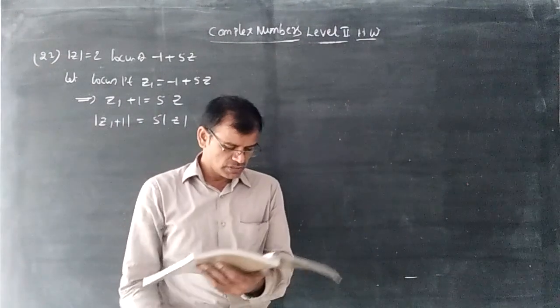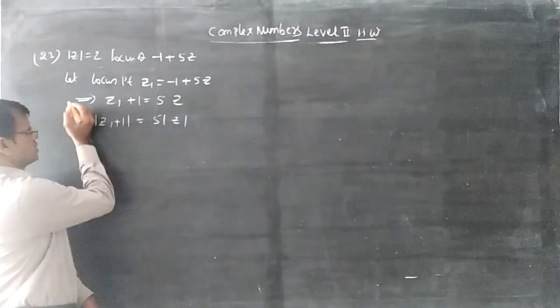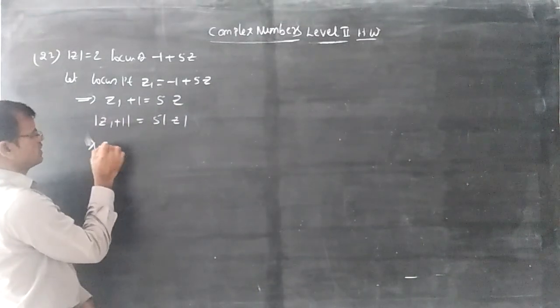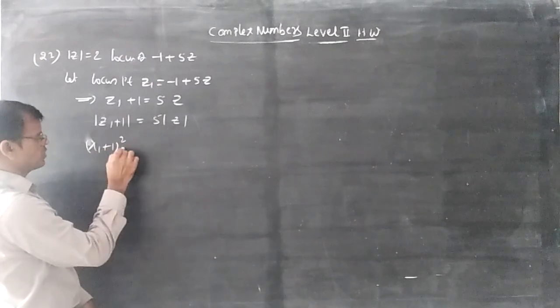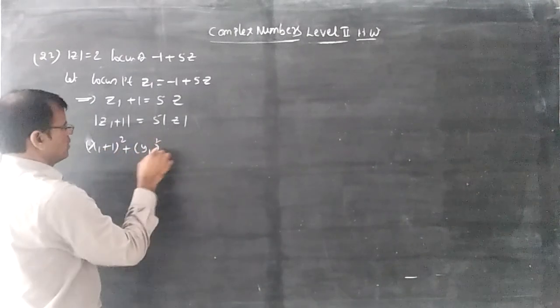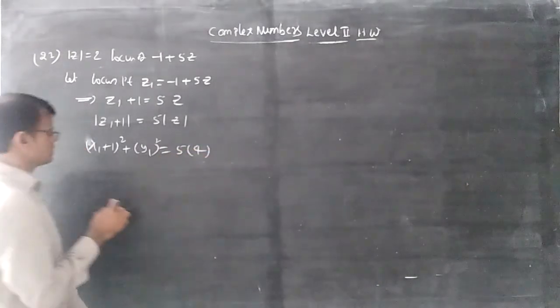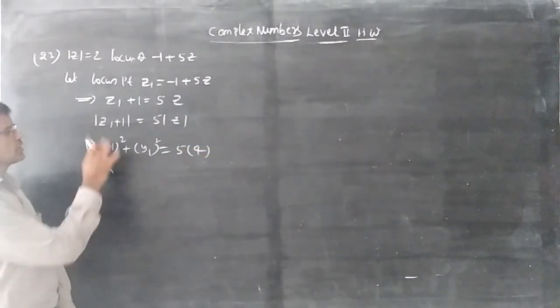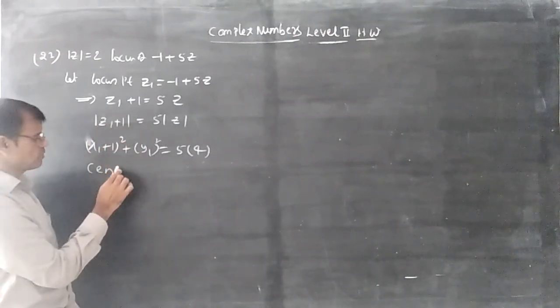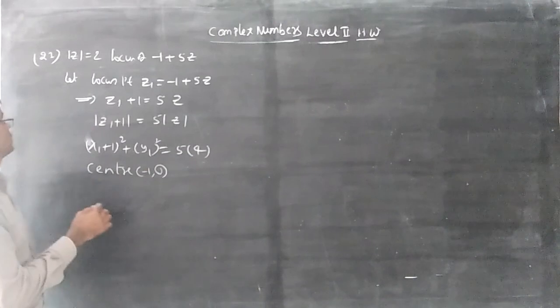It is a circle with center. Of course, center we got minus 1 comma 0 directly. You can understand x1 plus 1 whole square plus y1 whole square is equal to 5 into modulus of z whole square is 4. So this is a center. Directly you can understand here minus 1 comma 0. So center is equal to minus 1 comma 0 here.